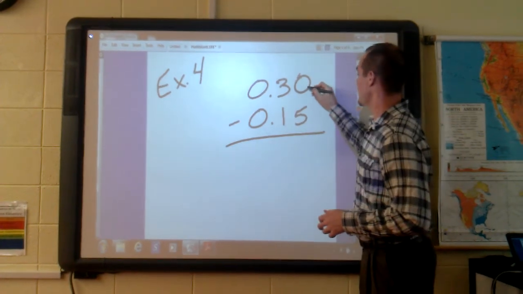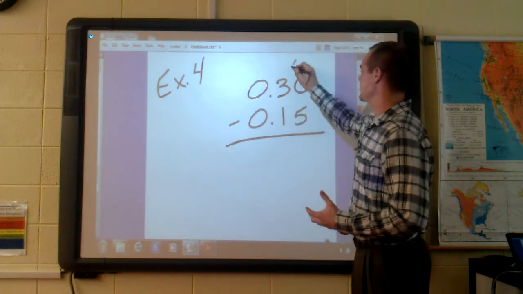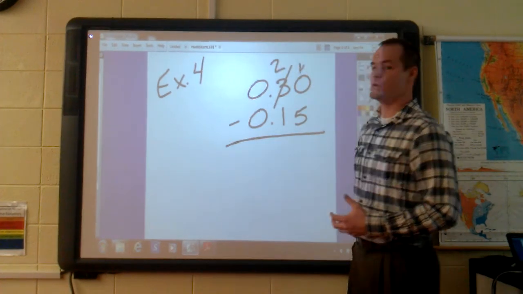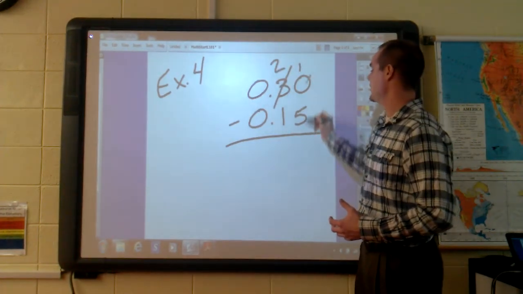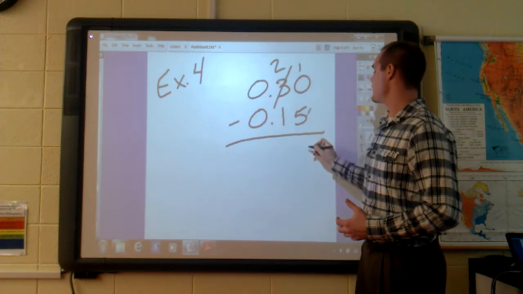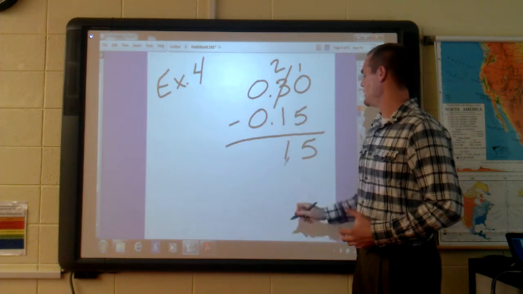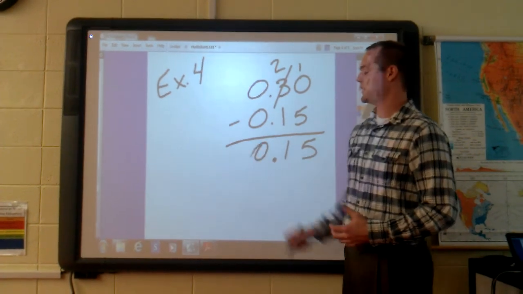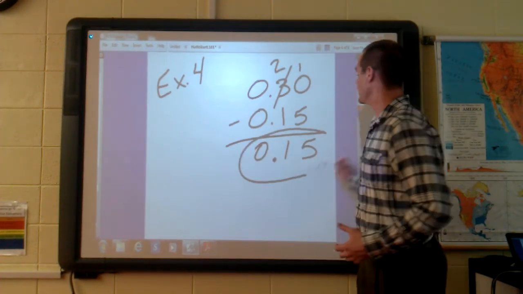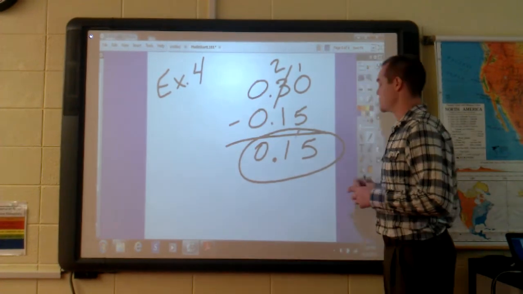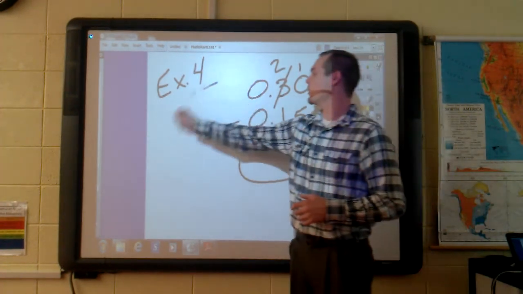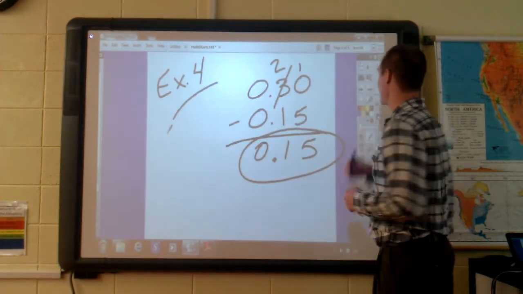We subtract 0 minus 5, we know we can't, so we have to borrow from the 3. We get 2/10 and 10/100. 10/100 minus 5/100 is 5. 2/10 minus 1/10 is 1/10. Bring our decimal down and a 0 if you'd like to. And your answer is 15/100 for example number 4. This was practice problem A.